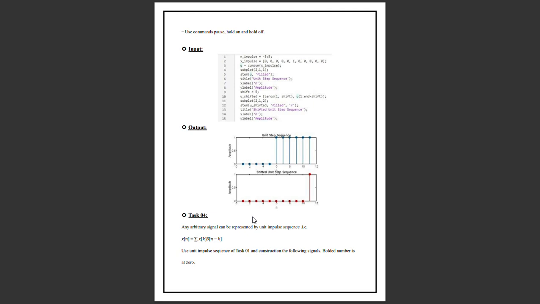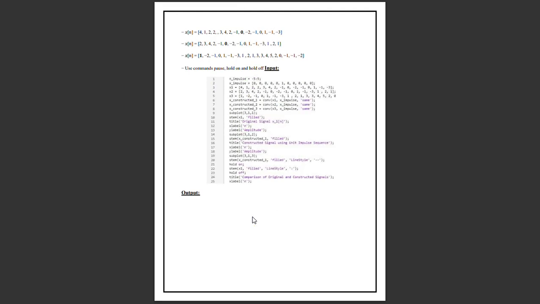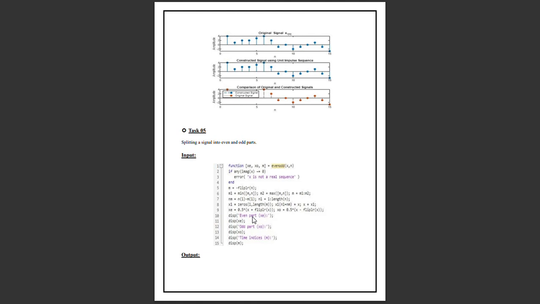Moving forward towards task 4. Any arbitrary signal can be represented by unit impulse sequence. Use the unit impulse sequence of task 1 and construct the following signal. Bolded number is at 0. As you can see in the input, here is the code. Firstly, we use arbitrary signals, and secondly, use the impulse sequence of task 1, and you can see the result in the output image.